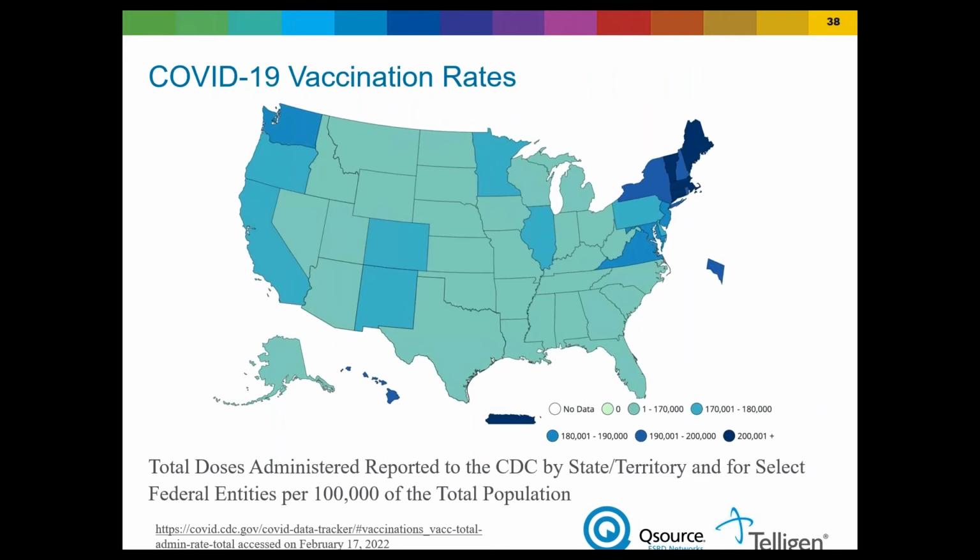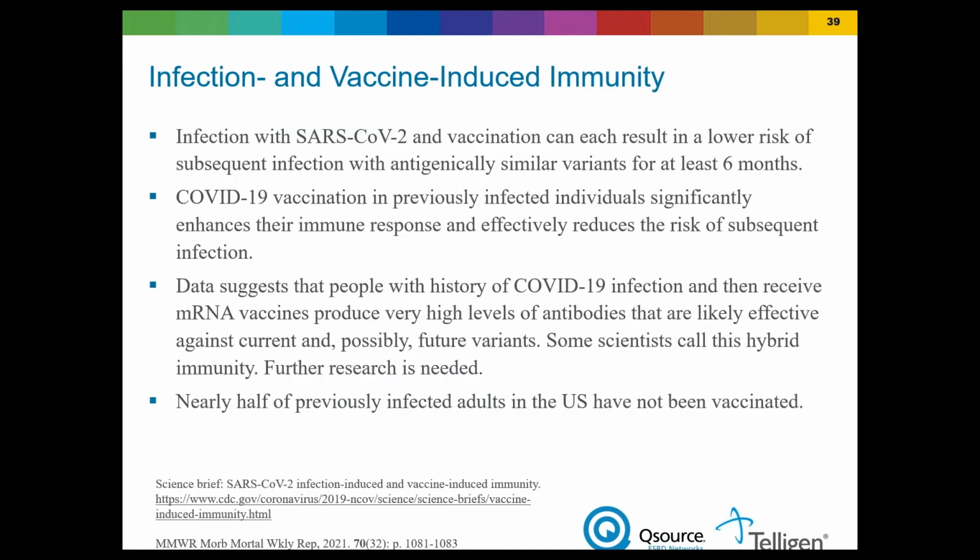This represents the COVID-19 vaccination rates across the United States. I just want to point out our states in the middle where we have a lot more work to do in our population. Next slide. So infection and vaccine immunity, both are protective for at least 6 months.